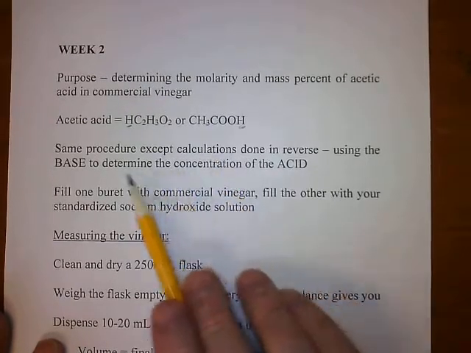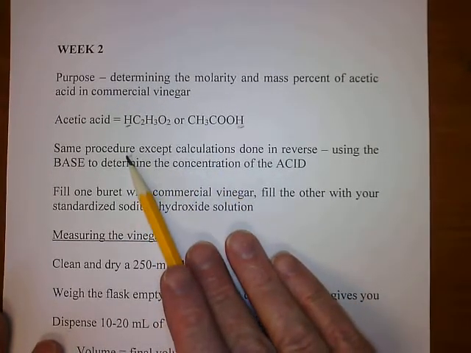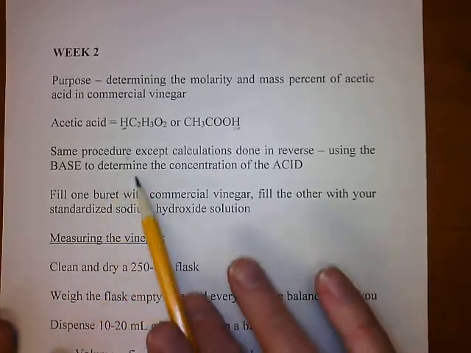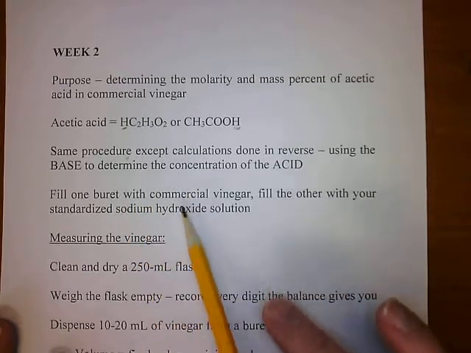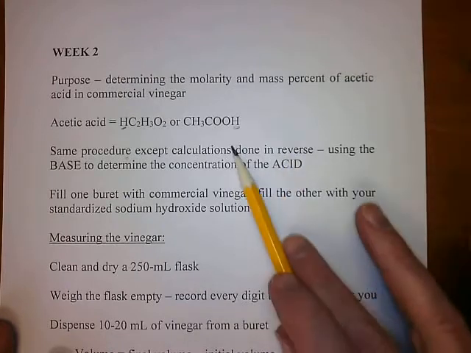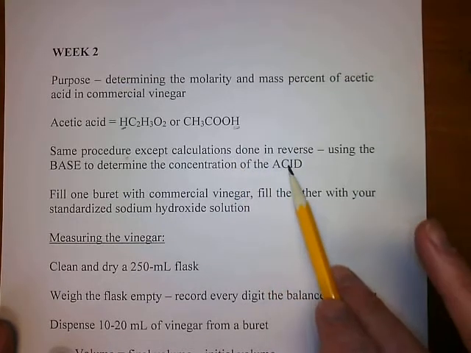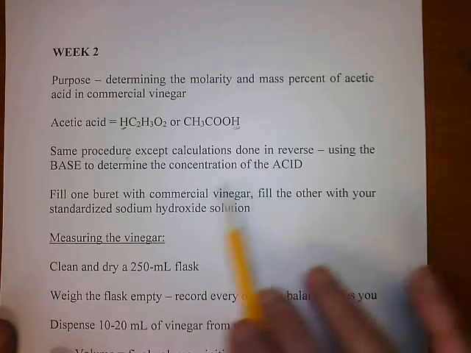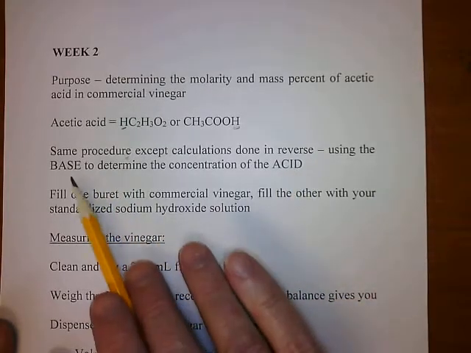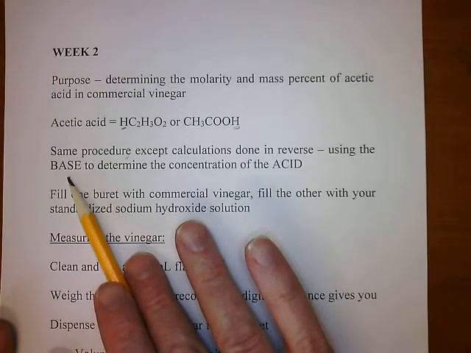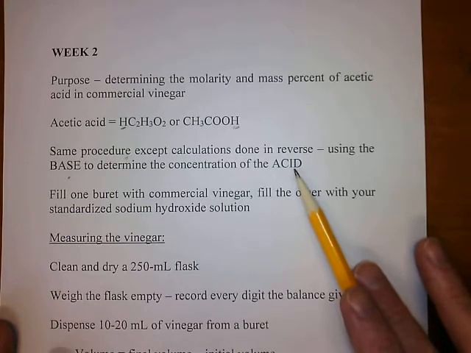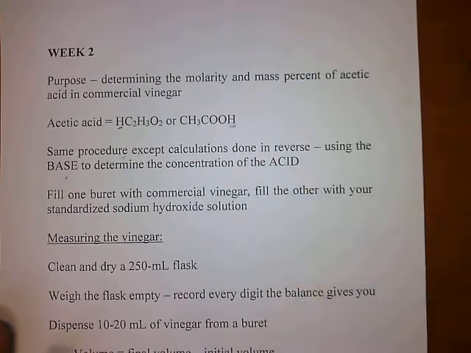So we're doing the same basic procedure. You're still filling the burette with the sodium hydroxide solution and titrating with sodium hydroxide, except that we're going to do the calculations in reverse. Now we're using the base to determine the concentration of the acid. The base is the solution of known concentration, and your vinegar solution is the solution of unknown concentration.